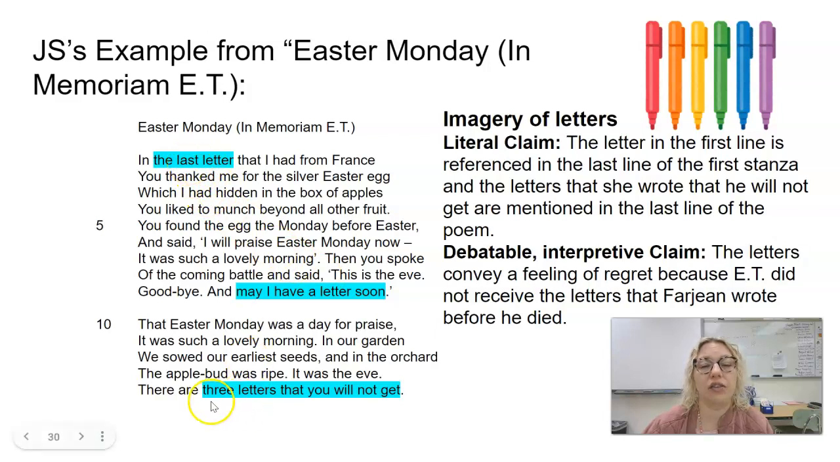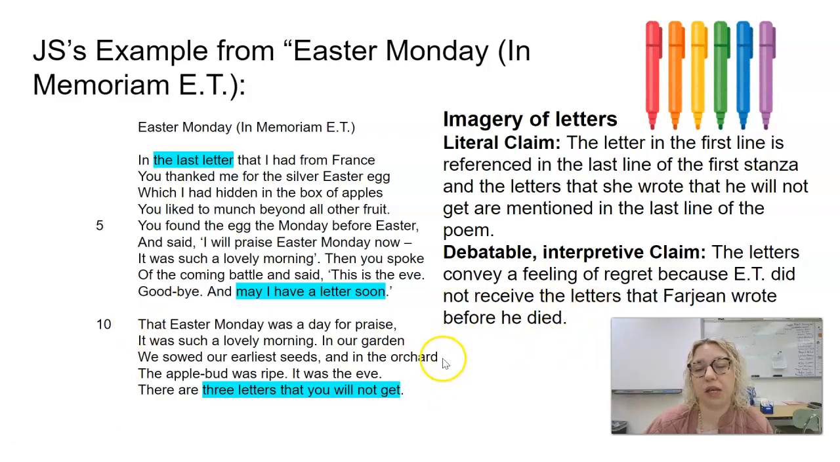And then finally, the letters that won't ever be received because E.T. has died are mentioned in the last line. Debatable interpretive claim: the letters convey a feeling of regret because E.T. did not receive the letters that Farjeon wrote before he died.